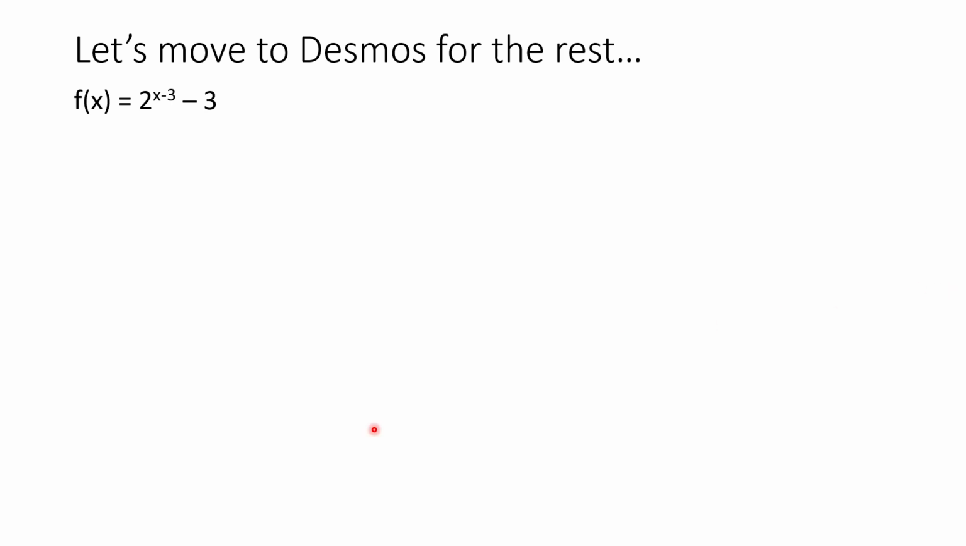Now we're going to move on to Desmos. I actually ended up not using Desmos, so just ignore that. We went to a graphing utility for the rest. So this one, if I look at my exponent here, I am subtracting 3. So that should move it to the right 3. Again, it's counterintuitive, the opposite of what you think. And then the -3 on the outside should move it down 3.